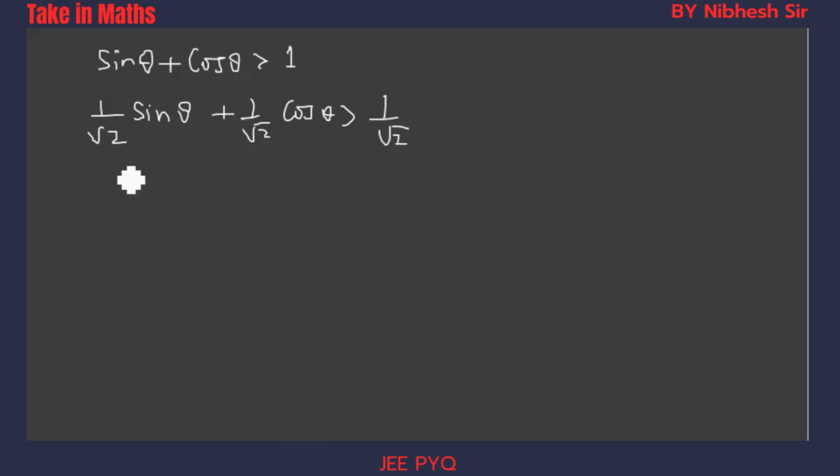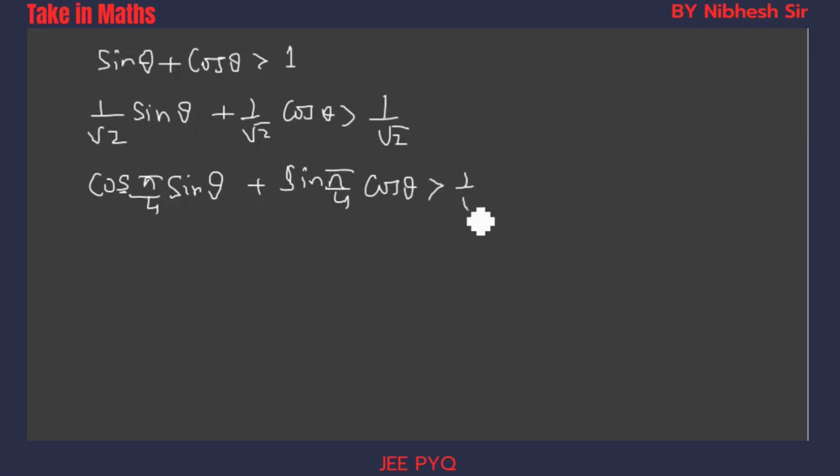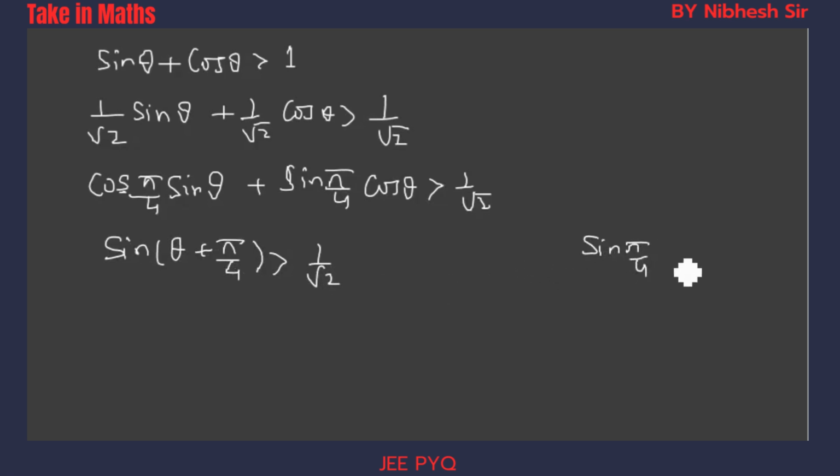So I can write this as cos pi by 4 sin theta, since cos pi by 4 is 1 by root 2, plus sin pi by 4 cos theta, and this is greater than 1 by root 2. Now using sin a cos b + cos a sin b = sin(a + b), I can write this as sin(theta + pi by 4) greater than 1 by root 2. And 1 by root 2 is sin pi by 4, since sin pi by 4 is 1 by root 2.